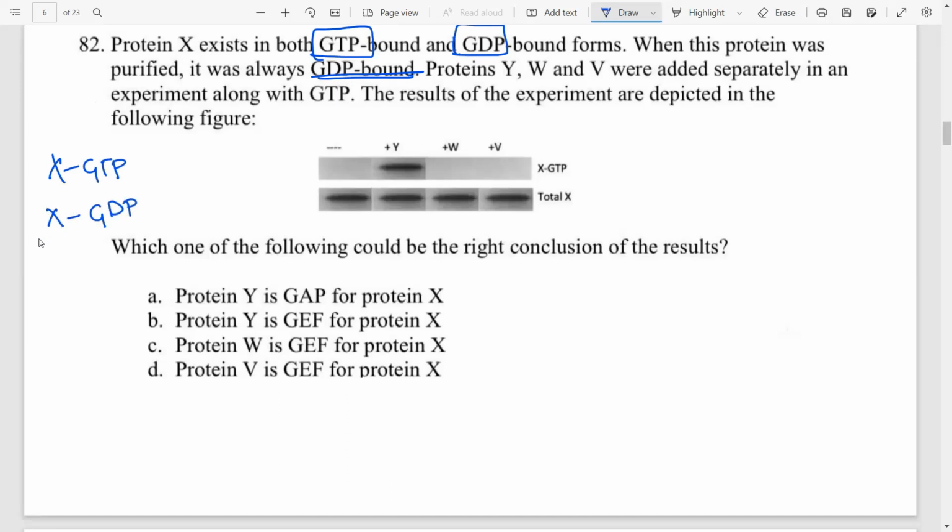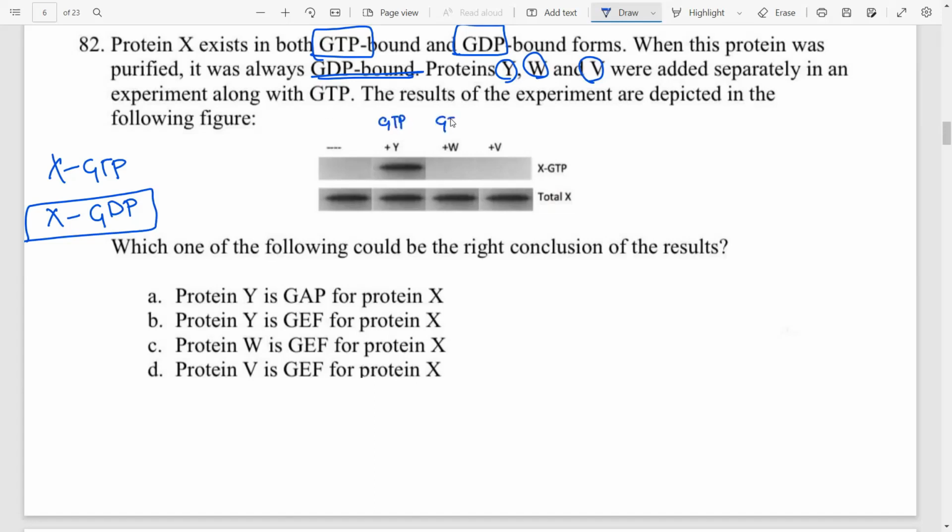But whenever they purified it, they found that it was always in the GDP bound state only. So as you can see, everywhere you have one thick band. Now what they did was they added three different proteins, Y, W and V. So separately to each they added Y, W and V. Along with that, they added GTP.